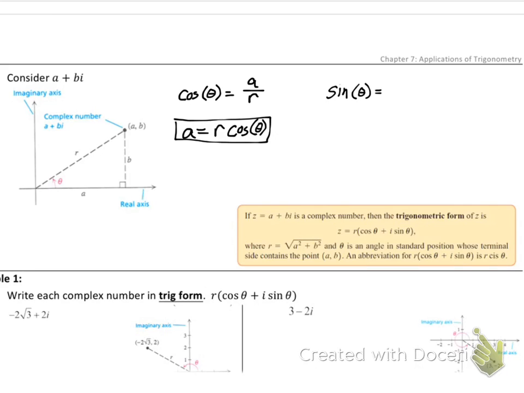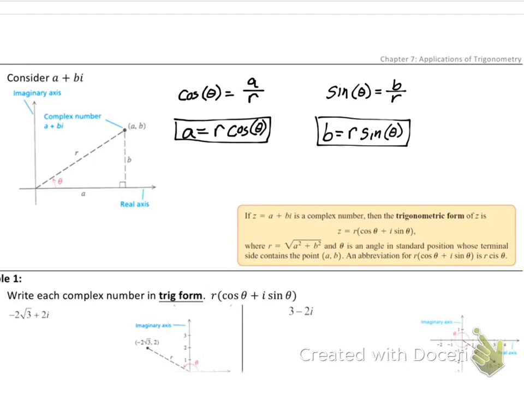Sine of theta equals opposite, which is B over R. Yes, indeedy, B still equals R times sine of theta. So if you're good on vectors, this is all the exact same information. The only difference is we're going to throw that A value in here and B value in here to see a different way to write our complex numbers.